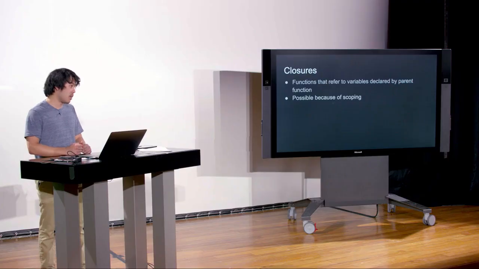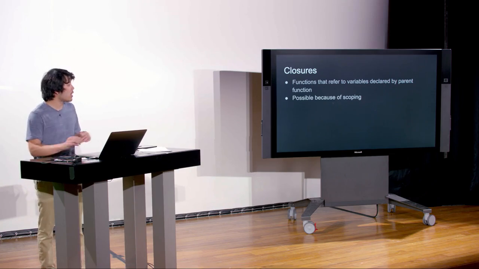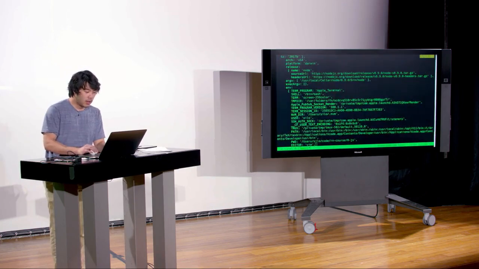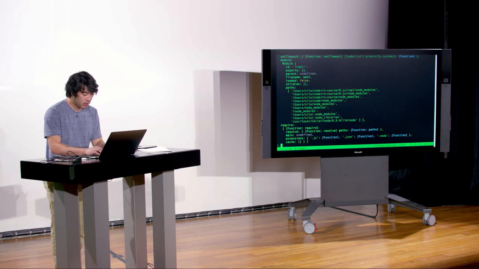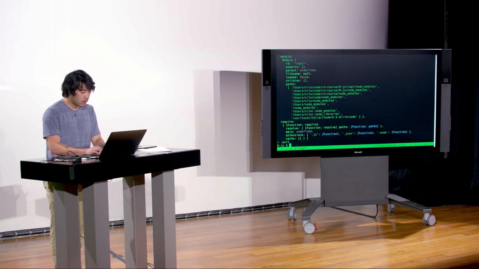And so next time I'm going to try to do a good job of teaching you, but I'm going to show you right now the problem that a lot of people face. And so what closures are: it's the behavior whereby functions that refer to variables declared by a parent function still exist. And it's possible because of scoping. What the heck does that mean? I'll explain it in the next lecture, but let's go ahead and explore what this actually means.